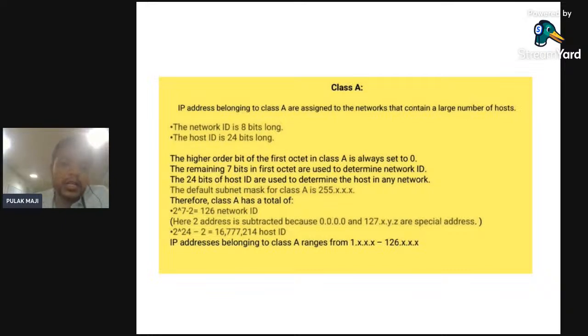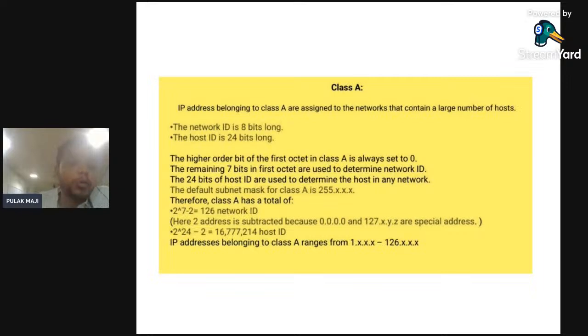But how to find it, sir? It's very easy. First of all, we need to take the prefix value. In class A, what is the prefix value? 0. Similarly, in class B, what is the prefix value? 10. This 10 is reserved. But how many bits are remaining? Remaining 6 bits in the first octet, 1, 2, 3, 4, 5, and 6. And the second octet is also reserved for the network ID, so that's why these 8 bits you also need to consider.